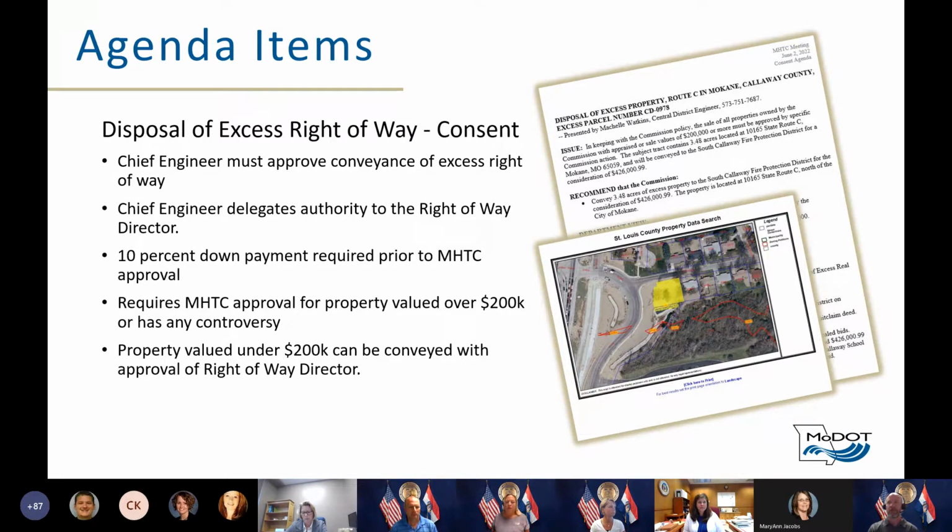Examples of controversy are maybe when a property is being sold to another public entity for less than their appraised value. That happens on a regular basis, so that's something we want to share with the commission. If the excess property is valued under $200,000 and does not have controversy, it can be conveyed with approval of the right-of-way director. Next slide.